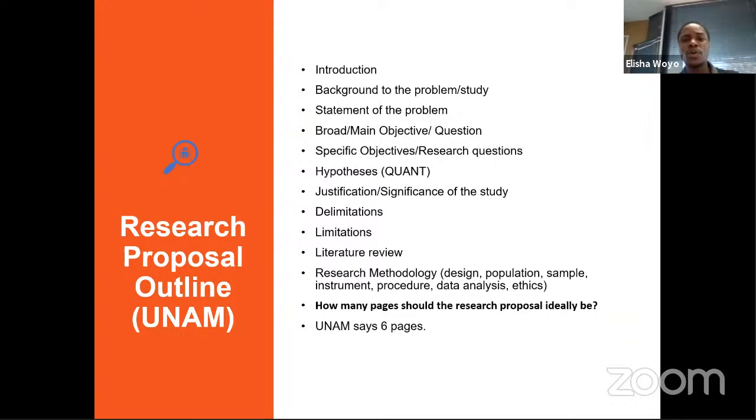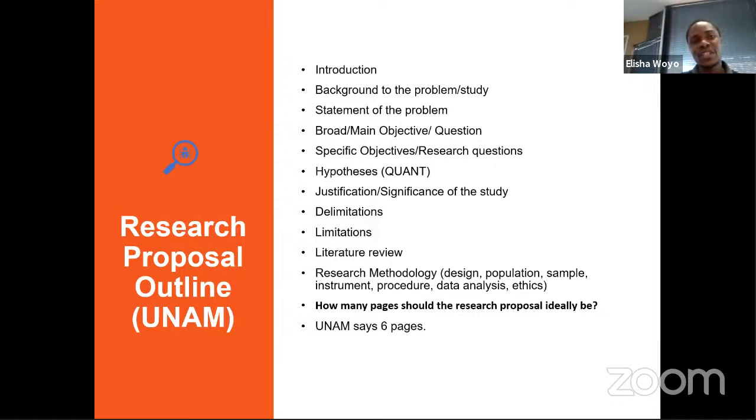We also expect a portion of the section under your research methodology to outline how the data is going to be analyzed, which software you are going to use, which analysis you are going to use. And finally, we expect you to talk about the ethical issues. I prefer students talking about ethical issues before data collection, during data collection, and after data collection. Those kinds of things need to be addressed.